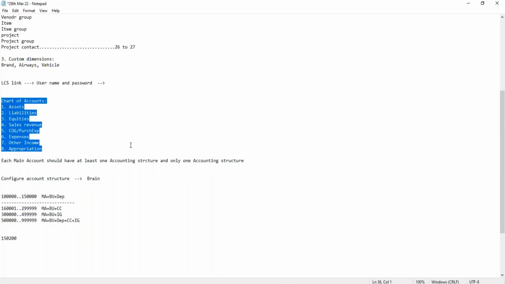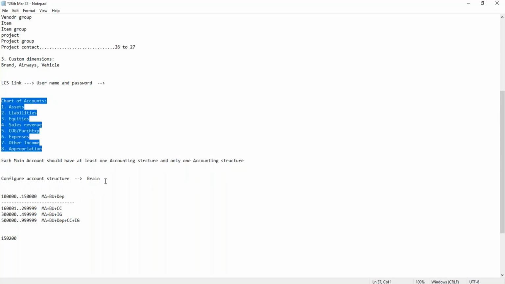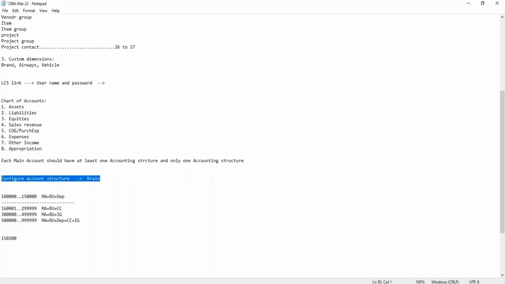150200 does not exist, because it was not included in the brain. It is there already, but you have not included it in the brain. So the brain is not recognizing it.